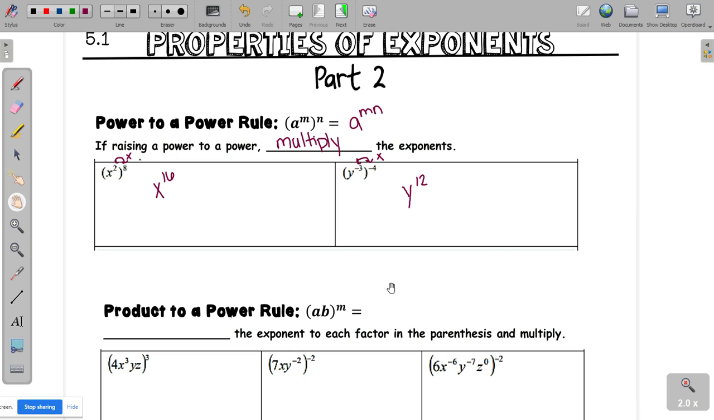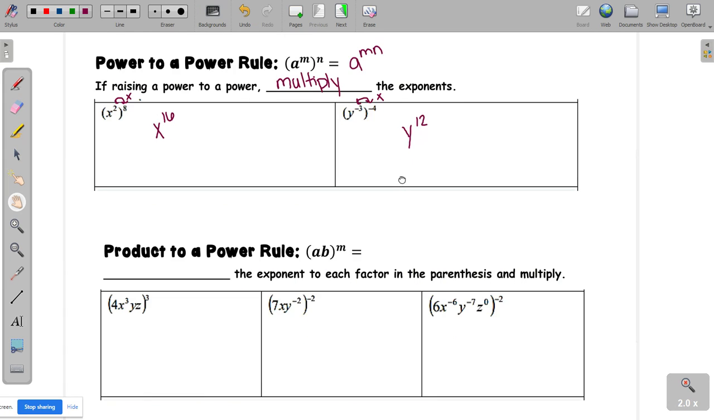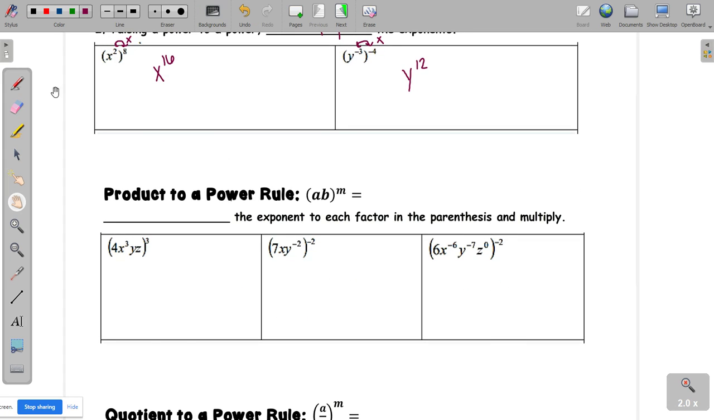The next rule is the product to a power rule. So inside your parentheses, you're going to be multiplying and it's going to be raised to an exponent. So here you are going to distribute the exponent to each thing inside the parentheses. So we're going to take this exponent and distribute it to everything on the inside.